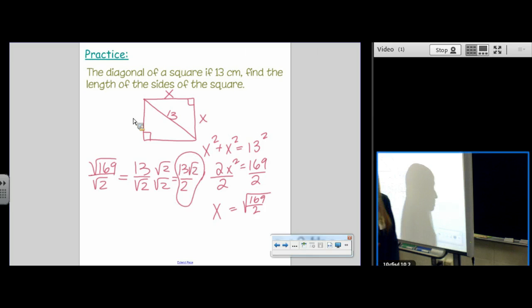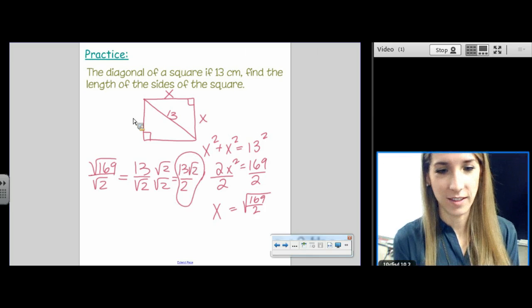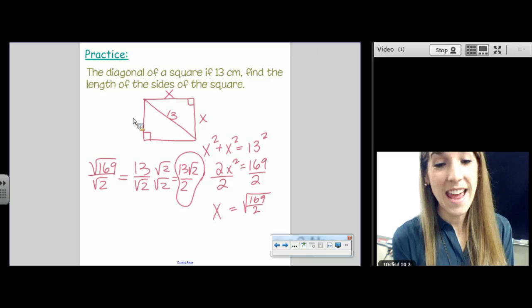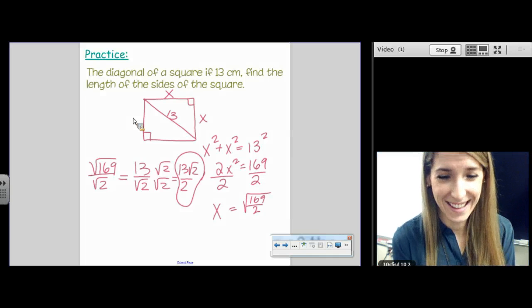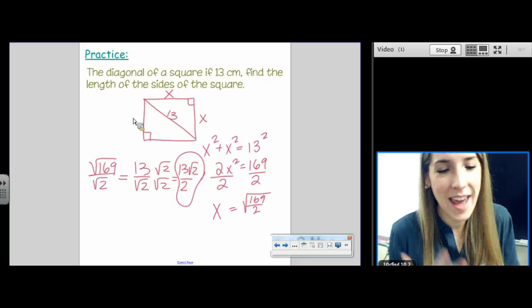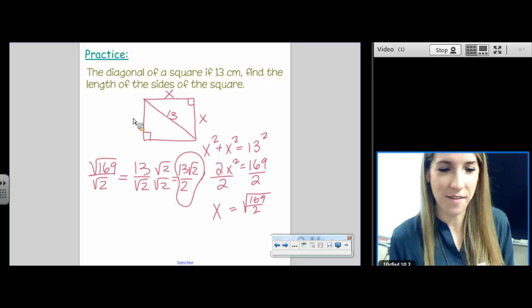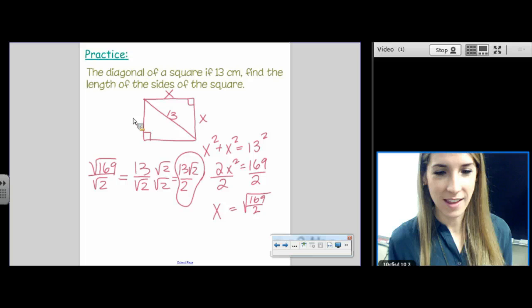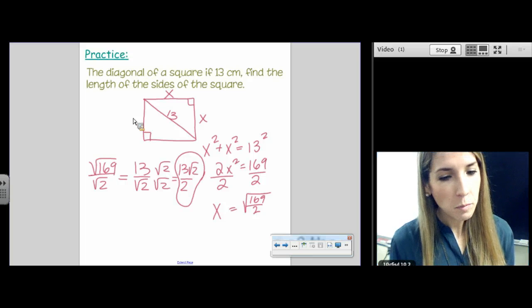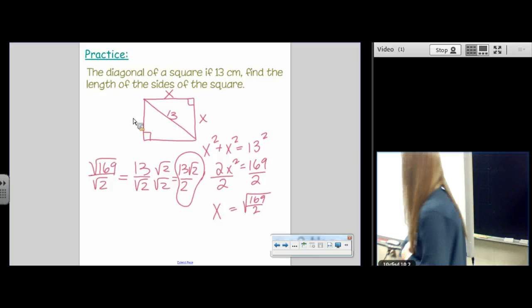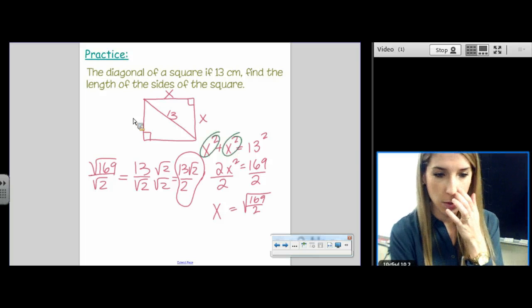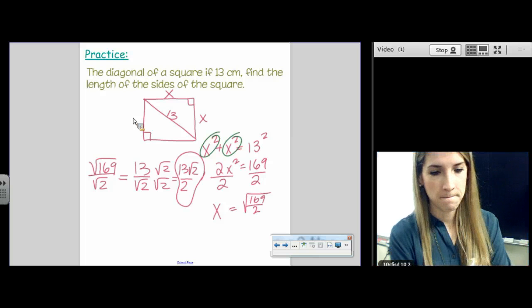And we just went from a pretty answer to an ugly answer. The answer is 13 root 2 over 2. I know, I'm sorry. This is what makes it high school level, because you've already seen the Pythagorean Theorem before. We have to step it up. Why 2x squared? Because x squared plus x squared is 2x squared. And that 2 caused us a lot of trouble, didn't it?